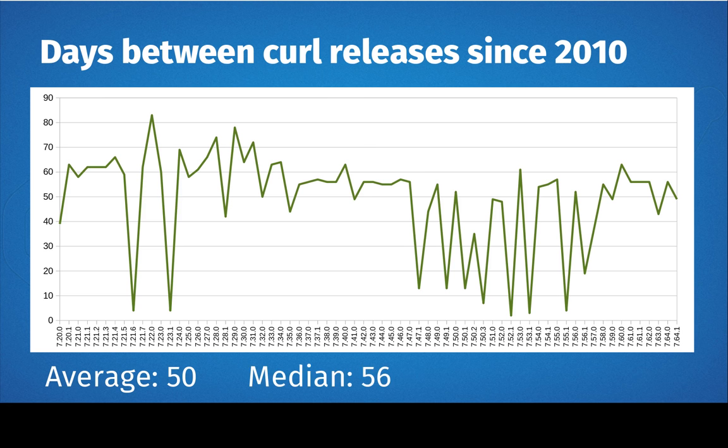And also, since I count, the average interval between releases is 50 days, and the median is 56. I think 56 is fun because it's exactly the interval that I aim for: 8 weeks. So it is exactly the median, exactly where I want to be. The maximum is 83. I don't remember exactly why we went so far, but it was over the summer, so I think I was away or something. And the minimum is 2, but we have several of those patch release things.